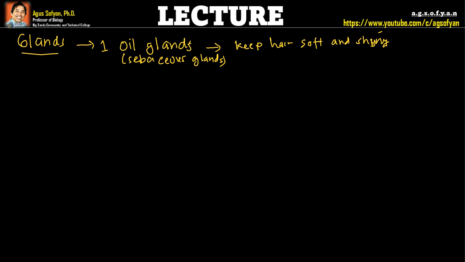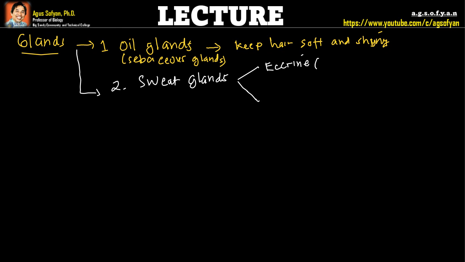The second gland is called the sweat gland. And we have 2 types of sweat glands in our body. They're also located in different areas in our body. The most common one is called the eccrine. Sometimes in other books it is called the merocrine sweat gland.